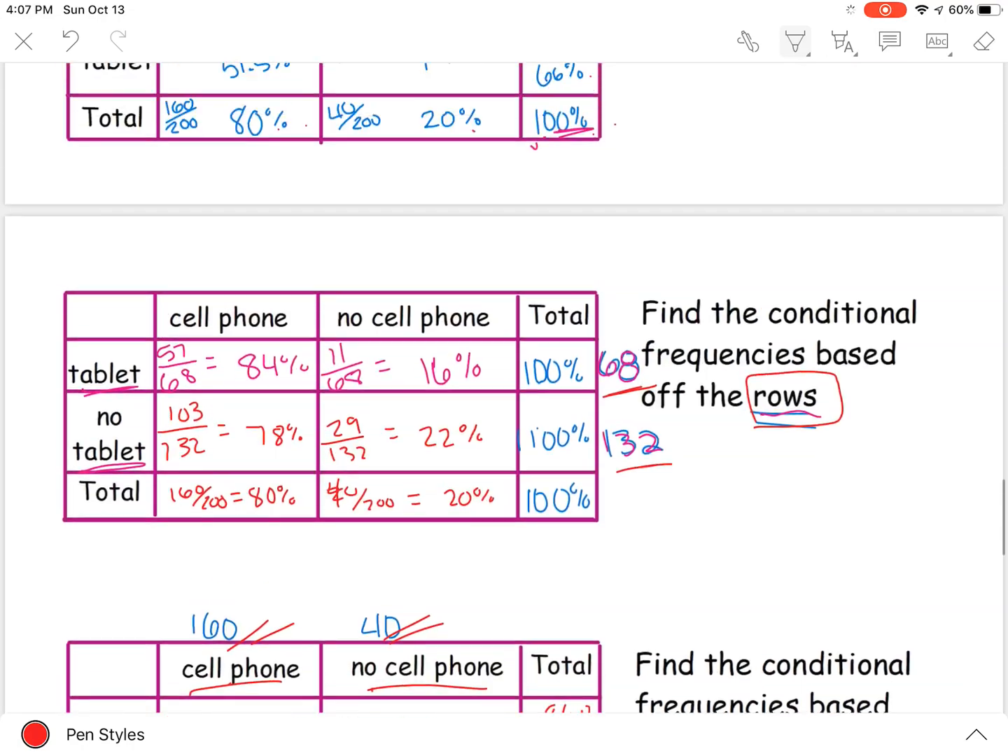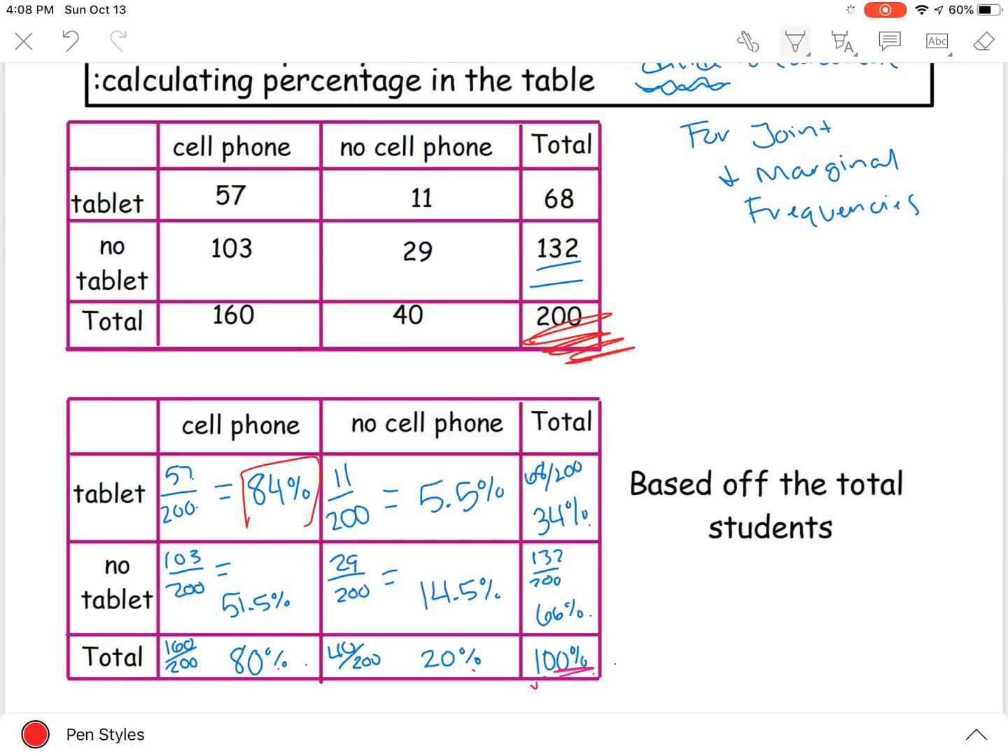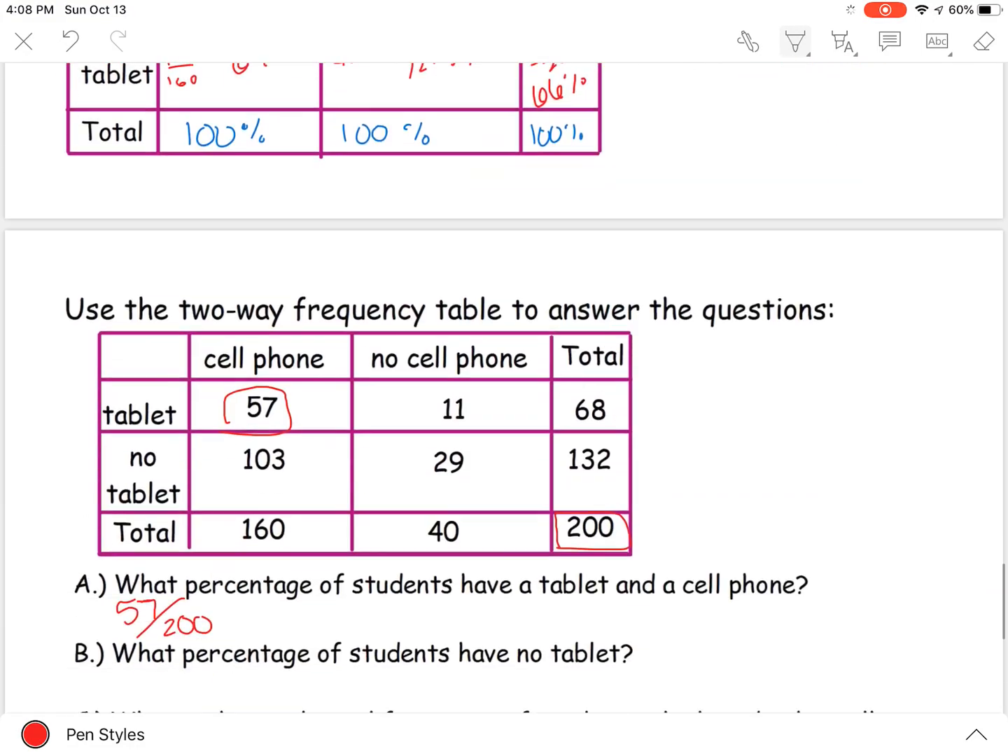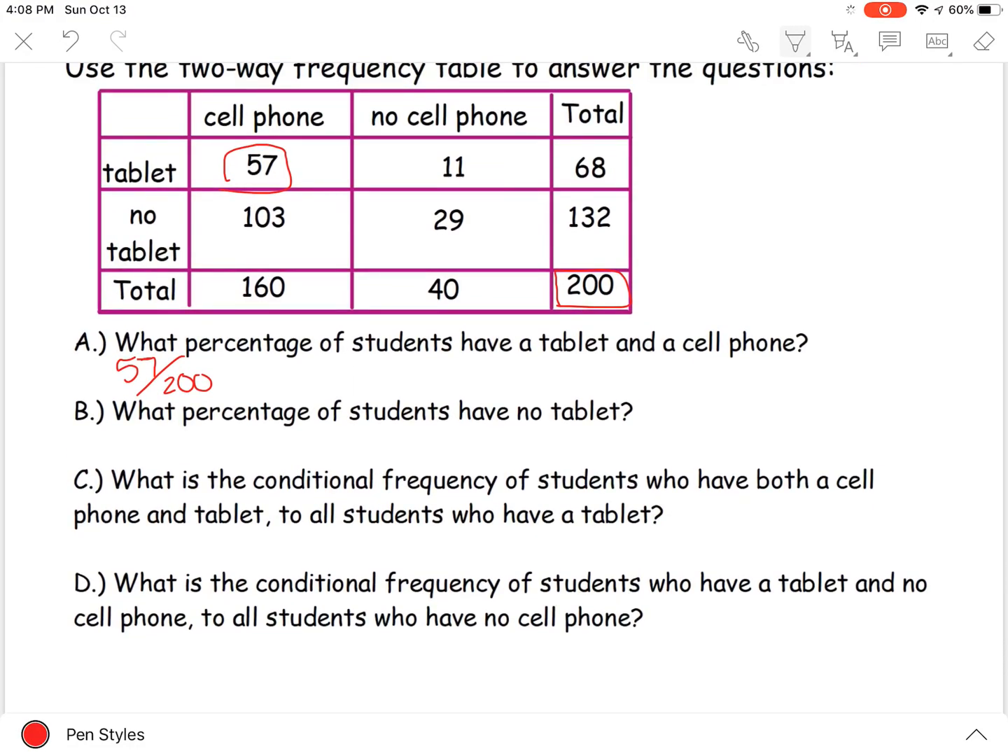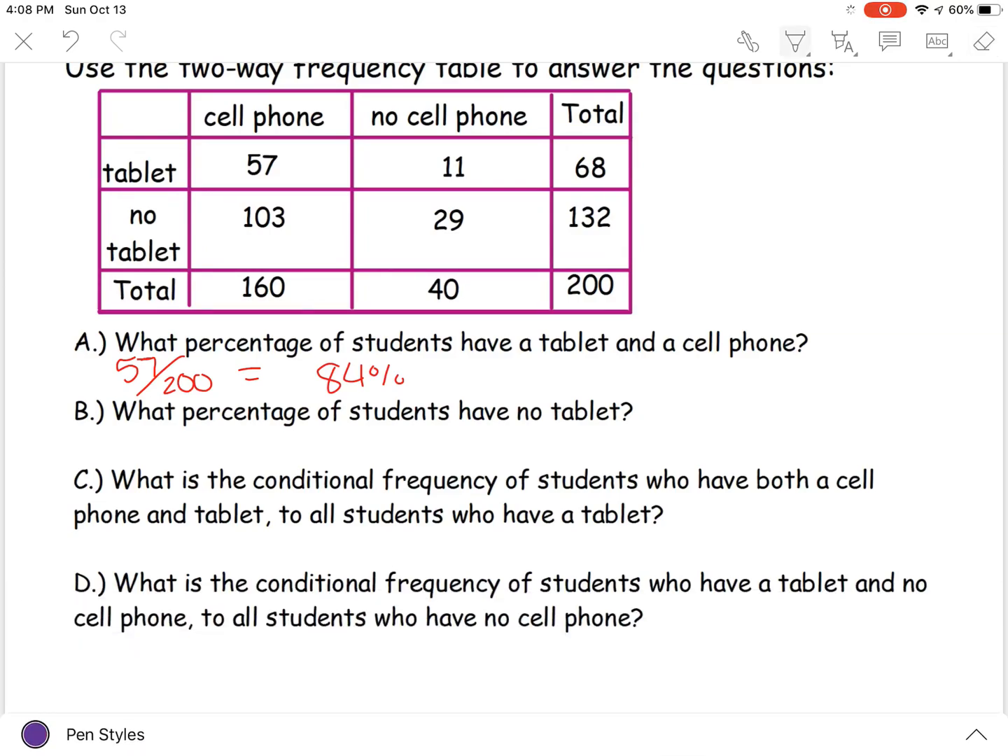And notice how this is something we already found, right? If we go up to our relative frequency table, we found that this is 84%. So our answer, what percentage of students have a tablet and a cell phone? Well, 84% of students have a tablet and a cell phone. Let's try the next one. It'd be a good idea to pause and see if you can answer any of these for yourself.